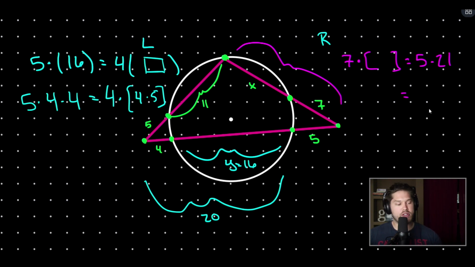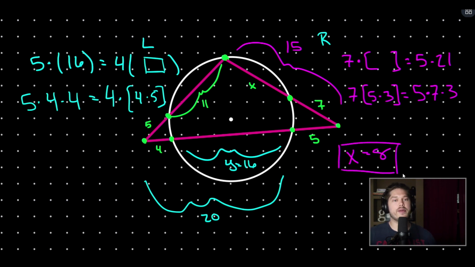So 21 is just 7 times 3. So this is 5 times 7 times 3. And so what needs to go in this box is a 5 times a 3. So a 15. So this full length is 15. Therefore, x must be equal to 8. Bam, bam, bam. Thank you, ma'am. X is equal to 8.